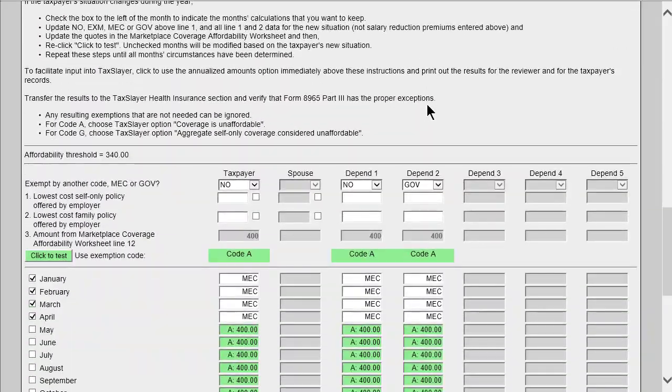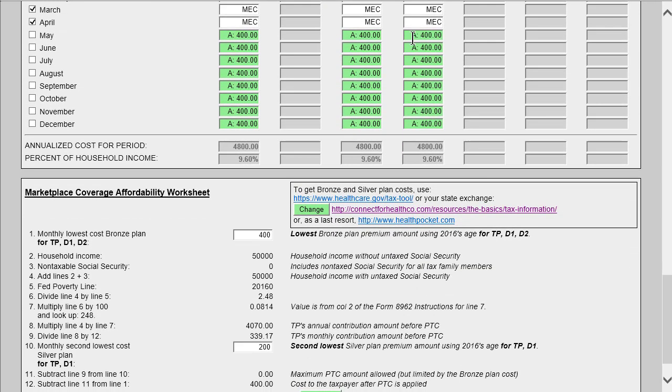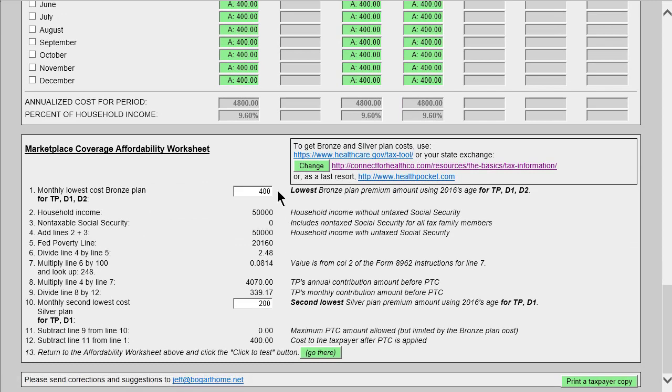It's fairly straightforward. It gets a little tricky in terms of the changes in situations during the year, but fairly straightforward if you're covering the full year and you just simply have bronze and silver plans to look up, put them in, it does the calculation, and it figures out what it would have cost had they signed up for the insurance and whether or not it's affordable.